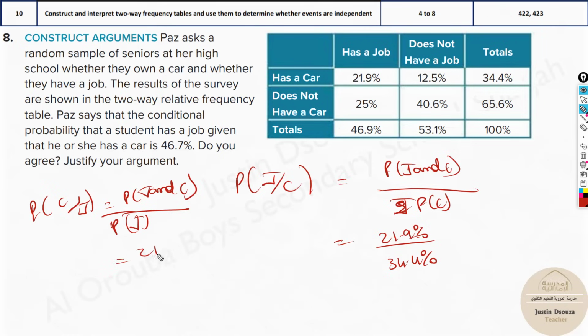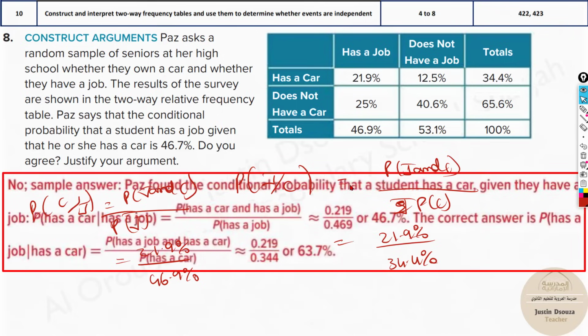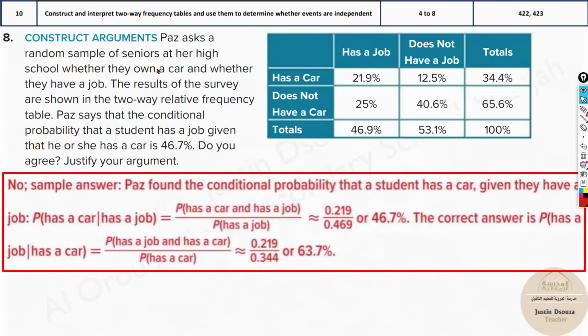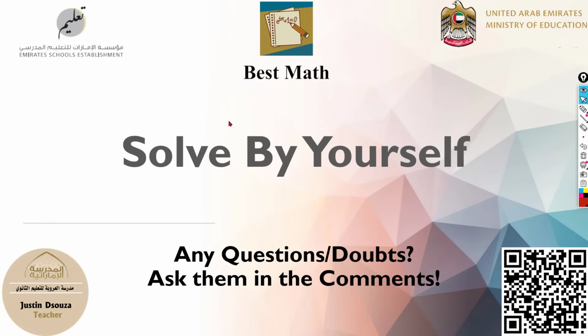Now the first value is the same, 21.9%, but over here, instead of taking this value, she has taken the job value, that is 46.9%. And then when you solve this, you must get 46.7%. You can see over here, when you solve this up, you're getting 46.7%. That is the mistake which Paz has made over here. That's the end of this topic, a simple topic. Just try to understand what exactly a frequency table and relative frequency are. And if you're thorough with conditional probability, which we studied in the previous question, this topic will be very easy as well.